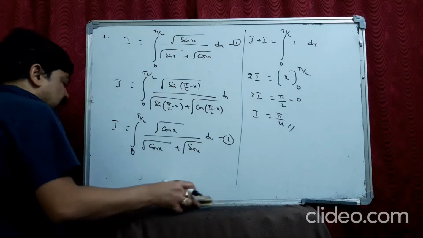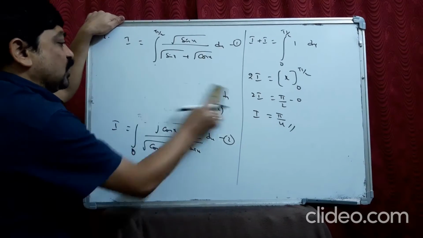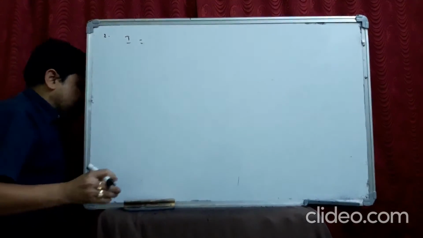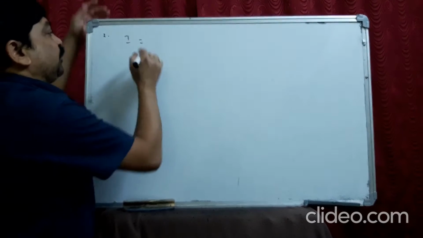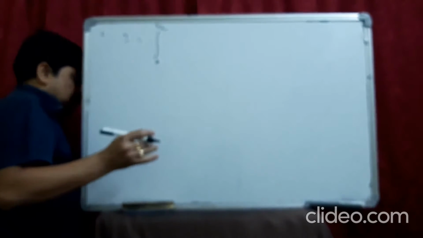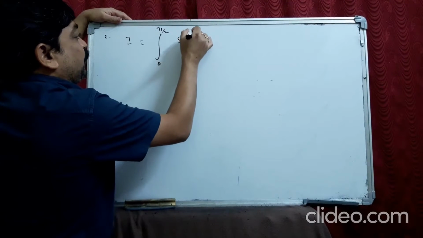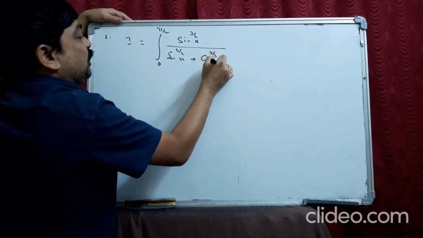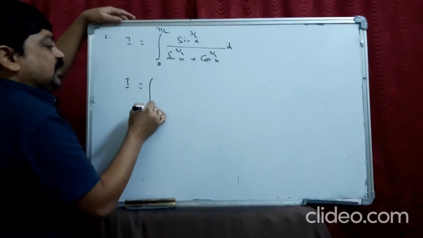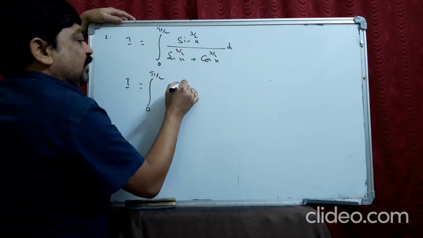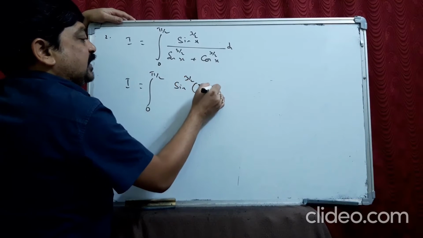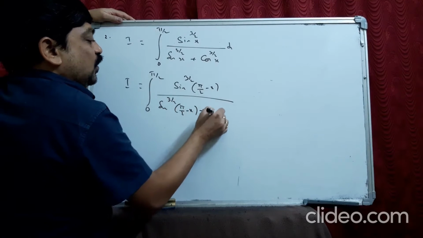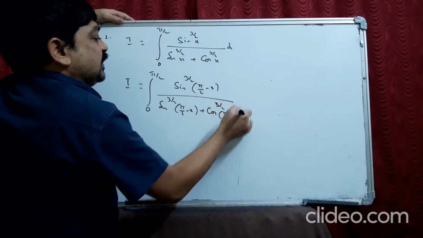Okay. In the same way, the third problem is also the same concept. The limits are given from 0 to pi by 2. The integrand is sin power 3 by 2 of x by (sin power 3 by 2 of x plus cos power 3 by 2 of x) dx. So let's apply the same concept of f(a plus b minus x): sin power 3 by 2 of (pi by 2 minus x) by (sin power 3 by 2 of (pi by 2 minus x) plus cos power 3 by 2 of (pi by 2 minus x)) dx.